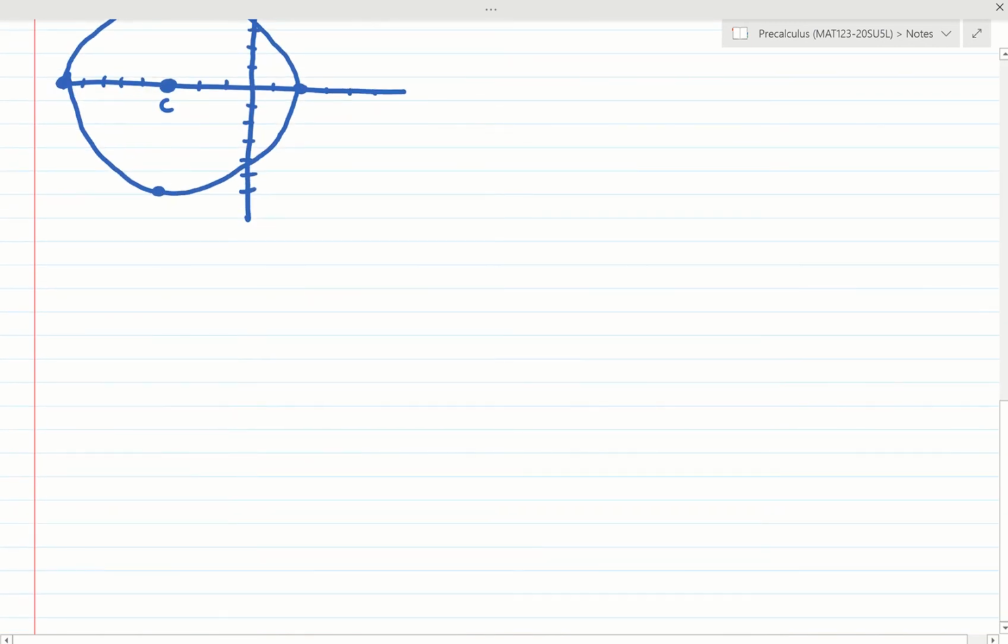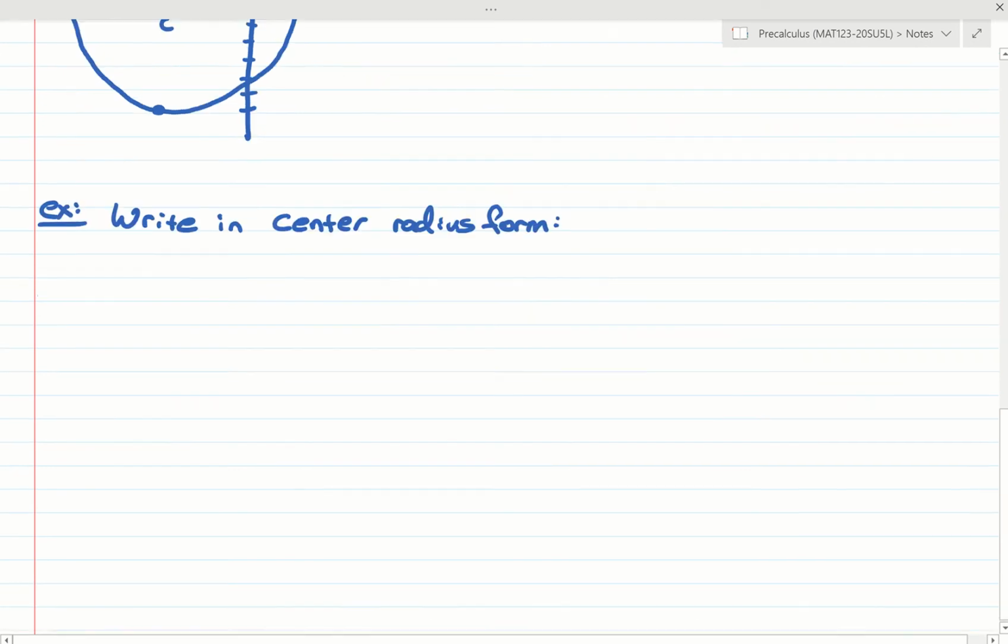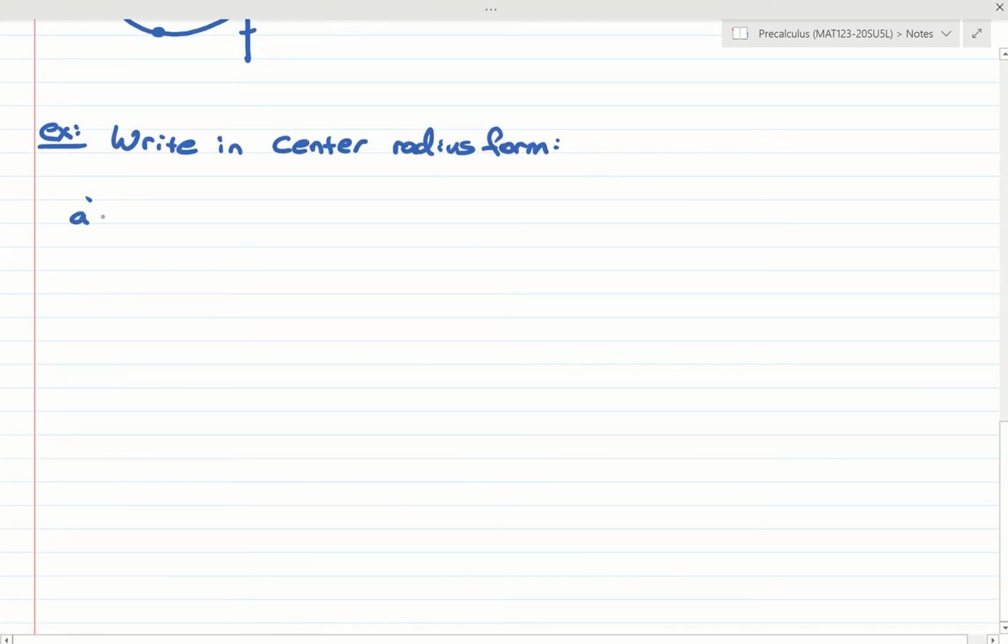The kind of problems that you would be expected to know how to do on an exam look like this. We'll just say write in center radius form. And we'll do 2 of these. Say if we had x squared minus 6x plus y squared plus 10y plus 18 is equal to 0.